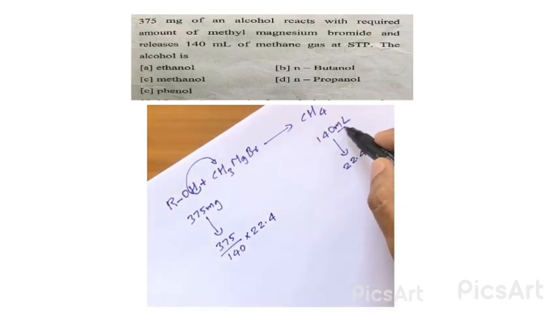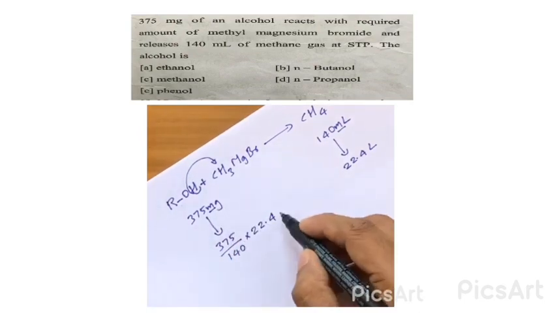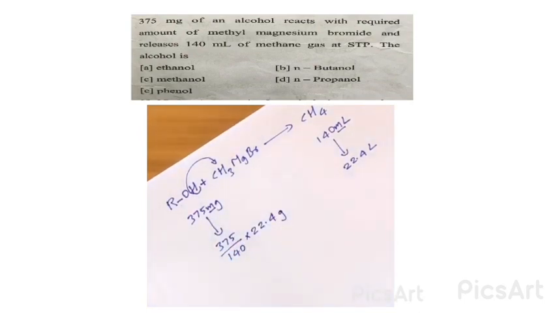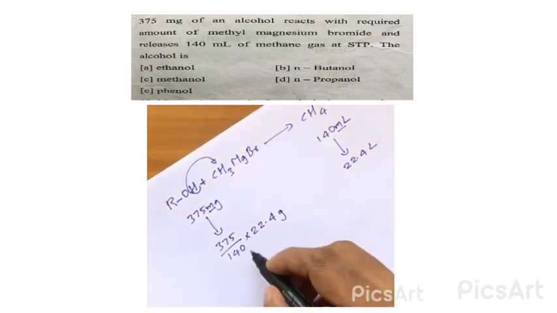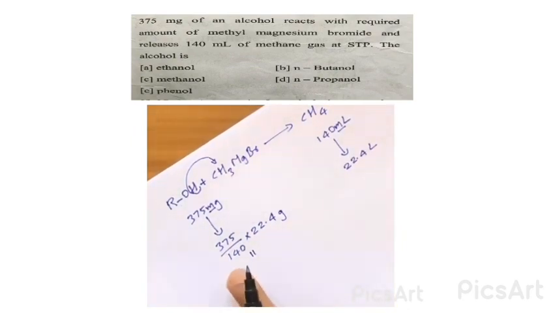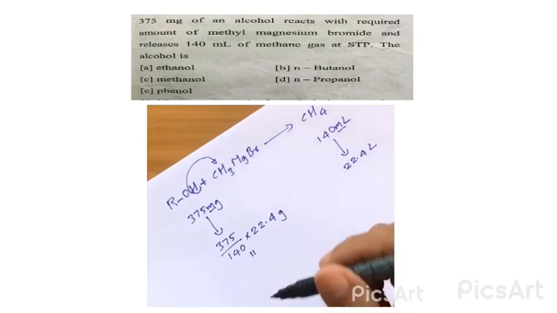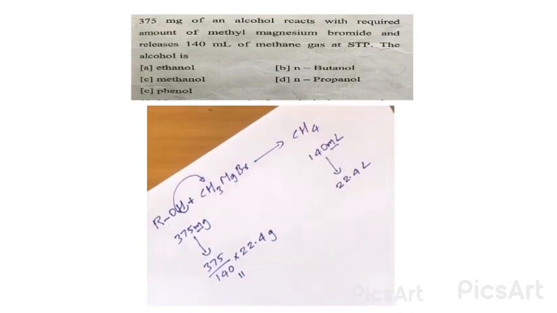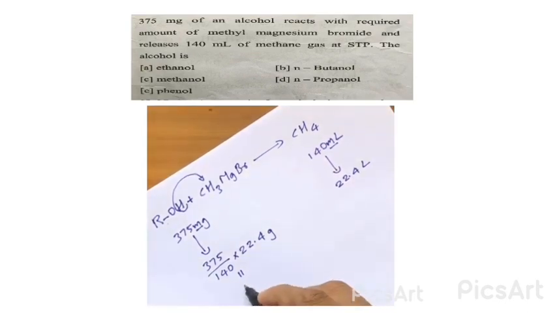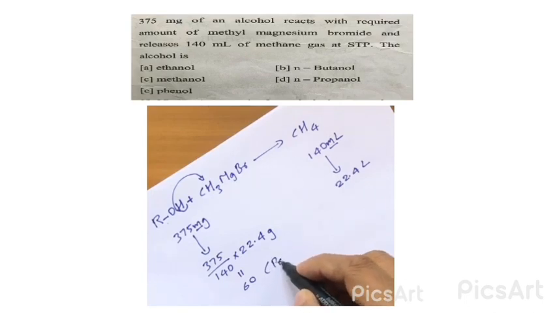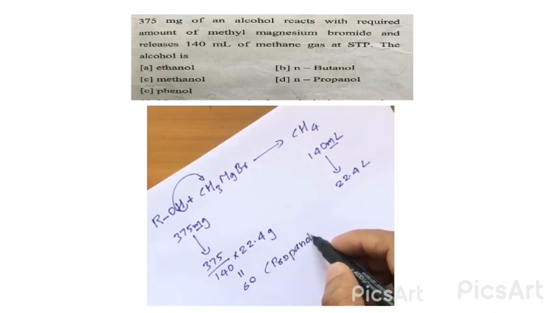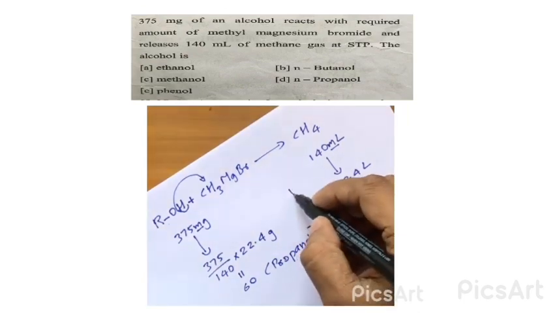Here it is milliliter, we would have to convert it to liter. It is milligram, we would have to convert it to gram. So there is no need of such calculation. This mass will be the molar mass of alcohol. From that molar mass we can determine the formula of the alcohol. This answer is 60. 60 is the molar mass of propanol. So we choose option D.